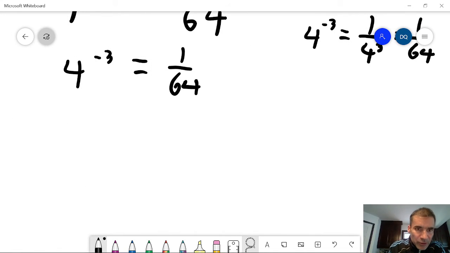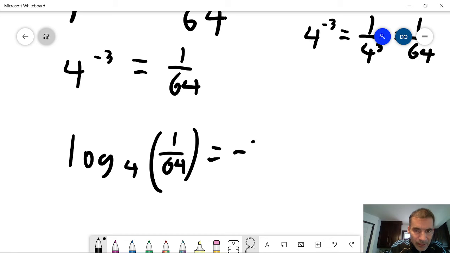This is the exponential form of this log equation. Base 4 log of 1 over 64 is negative 3.